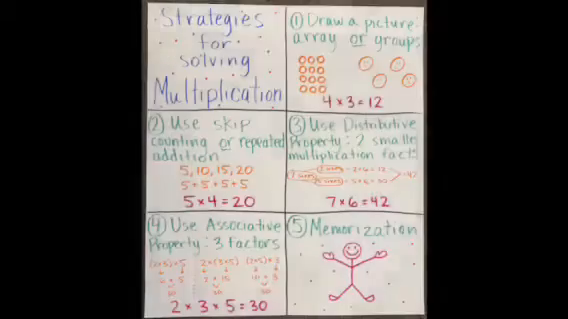The first way to solve a multiplication problem is by drawing a picture. The second way is by using skip counting or repeated addition. And the third way is by using the distributive property. That's where you create 2 smaller multiplication facts to help you solve the problem. Now, if we were solving a multiplication problem that had 3 factors, we would use that 4th strategy. But for today, we just have 2 factors.